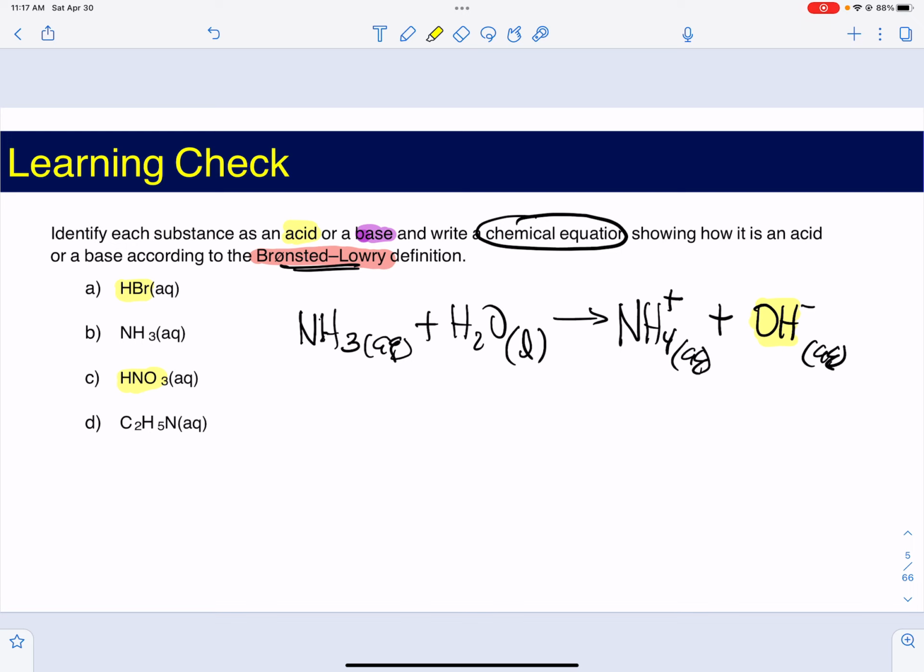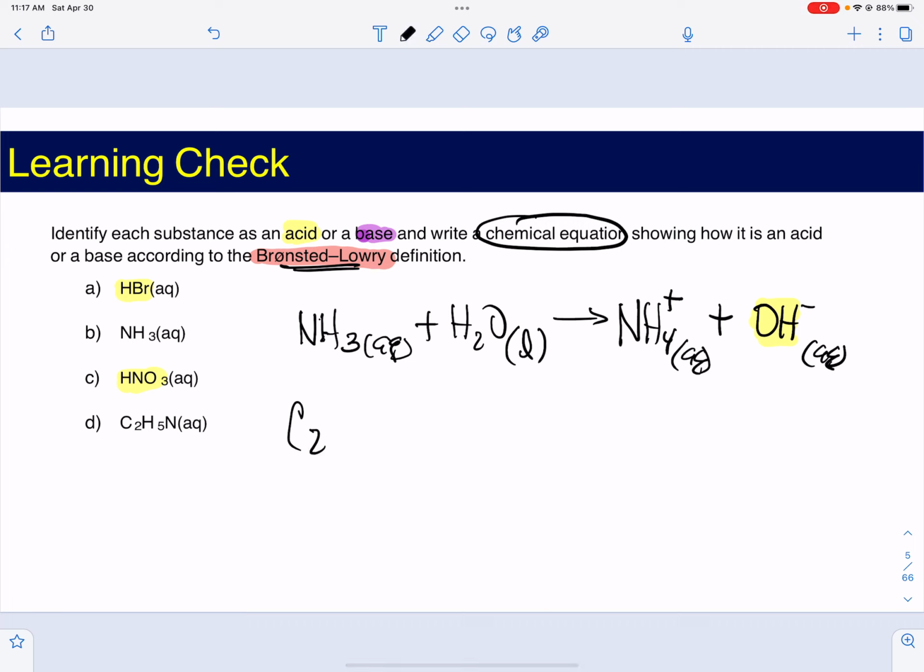But it's not a base because it contains hydroxide. It's a base because it was able to produce hydroxide indirectly. That's what we need, a new definition, and this is the Bronsted-Lowry definition. If you can show that this substance in the presence of water produces hydroxide, then this is a base.